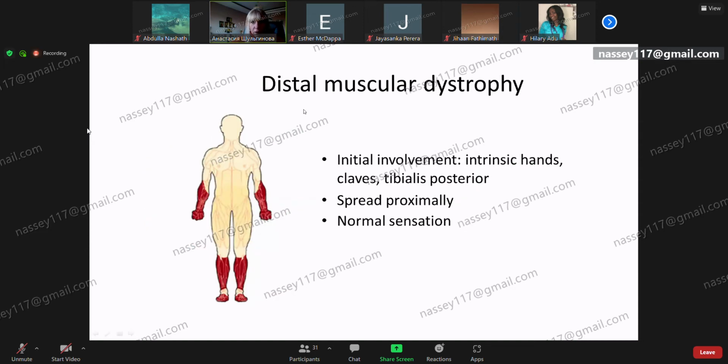Then distal muscular dystrophy. By the term, understand that it will involve distal groups of the muscle, symmetrical in upper and lower extremity. Sensation will be absolutely normal. It goes in an ascending direction, like typical for polyneuropathy, yes? But we know that in polyneuropathy there will be affection of sensory fibers. Here, only motor, going from the distal part and spreading in the proximal direction.